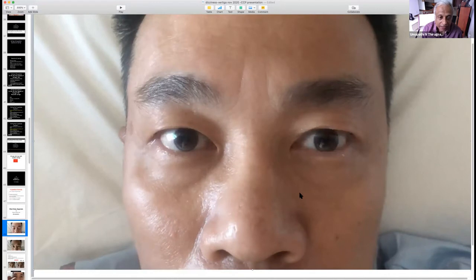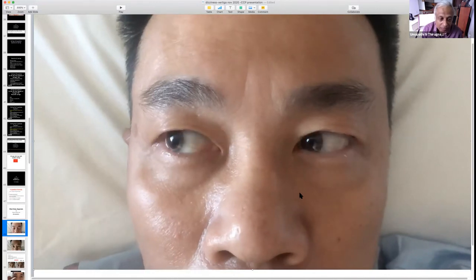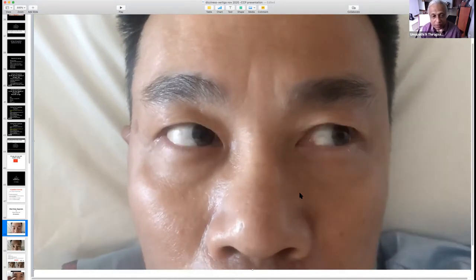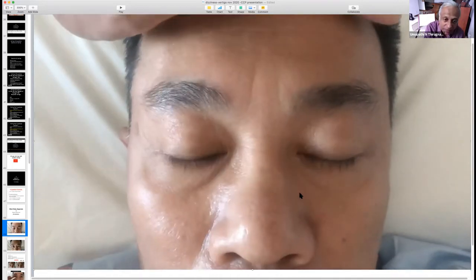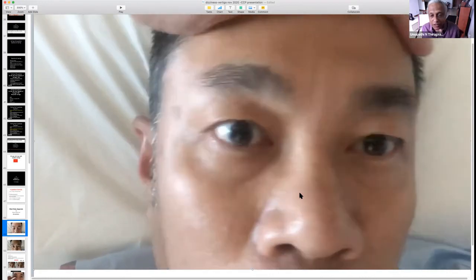always beating towards the right. Did you see that? It's always beating towards the right, never changes direction. When he looks up, also beats to the right. Looks down, also beats to the right. So it looks very much like a peripheral nystagmus.